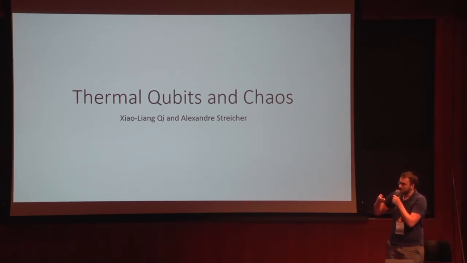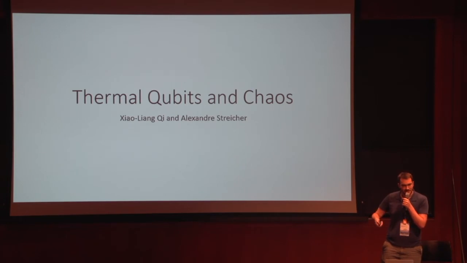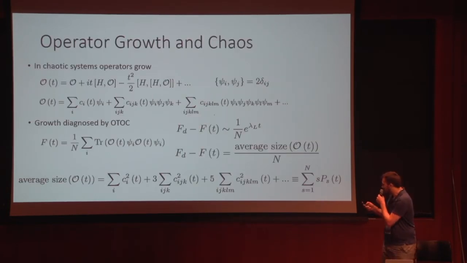So, like most problems in physics, we should first try to answer our generic question for the simplest toy model possible. And so that's why I'm going to restrict attention to the SYK Hamiltonian, which has a generic all-to-all internal interaction structure. So in SYK, you can show that the out-of-time order correlator literally measures the average size of an operator as a function of time.